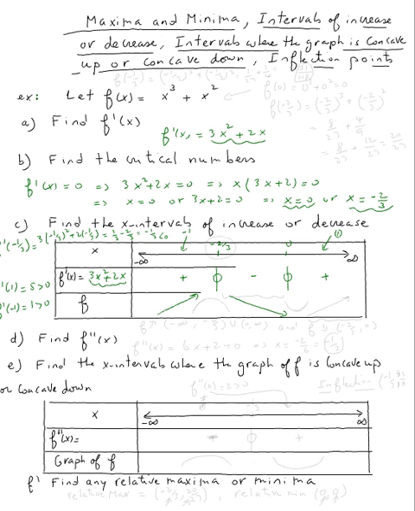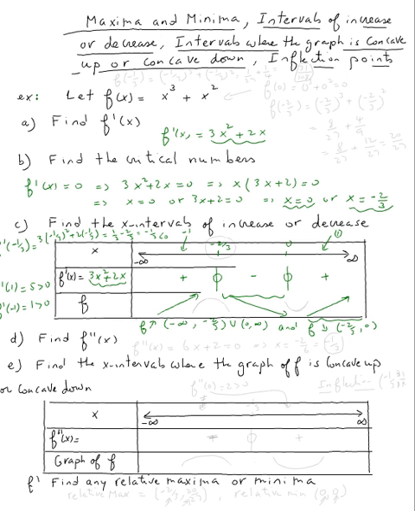When the derivative is positive, the function is increasing. So we know F is increasing on negative infinity to negative 2/3, union from 0 to infinity, right? And F is decreasing on negative 2/3 to 0.